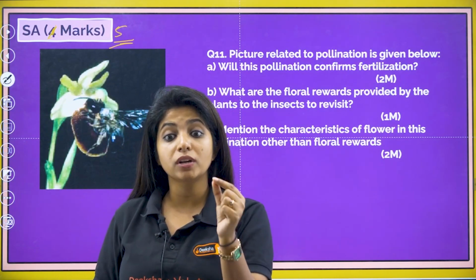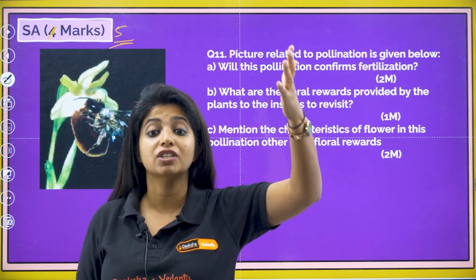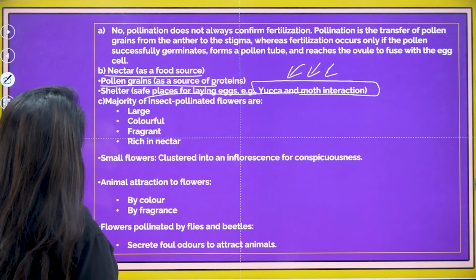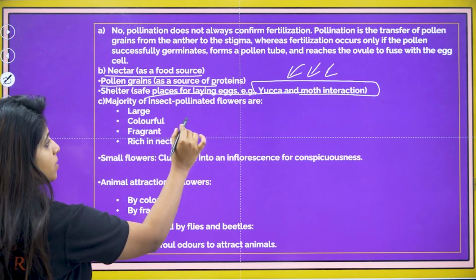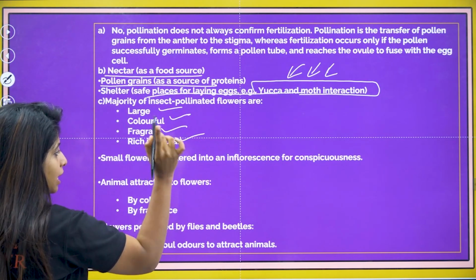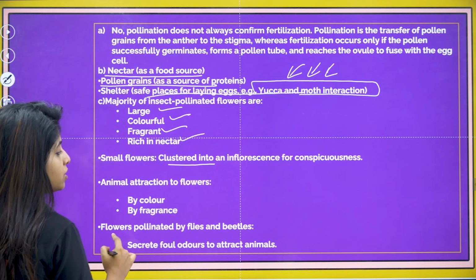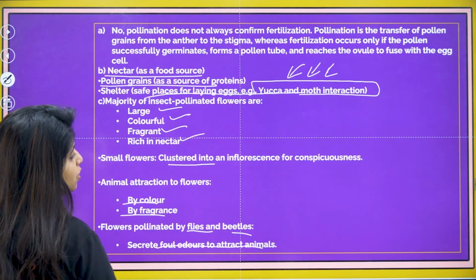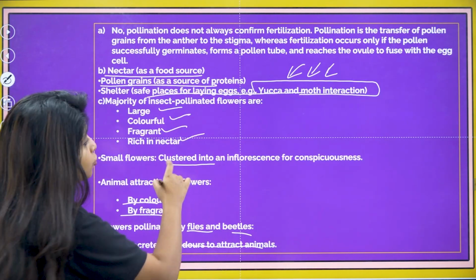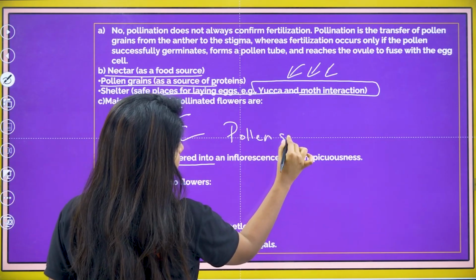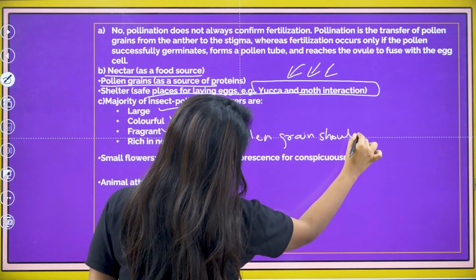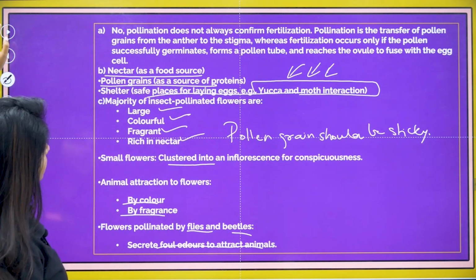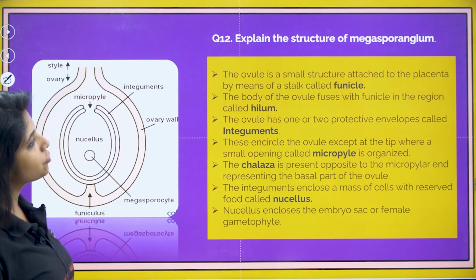Now, what about the pollen grains? When we studied pollination, they should be non-sticky, but over here they should be sticky so that they can stick on the surface of the pollinators. All these features are something that you need to remember. The majority of insect pollinated flowers are large, colorful, fragrant and rich in nectar. Small flowers cluster together to form an inflorescence, and animals are attracted by the color and the fragrance. Flowers pollinated by flies and beetles, as I told you, have a foul odor to attract the animals. And one very important thing which is not mentioned over here, the pollen grain should be sticky. Please remember. Okay, done? Got your 5 marks? Now, explain the structure of Megasporangium.